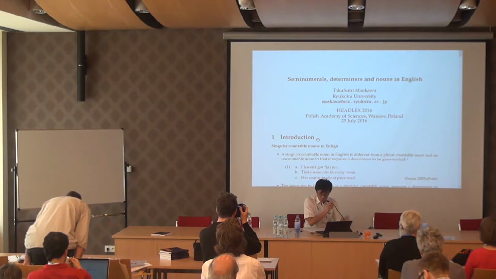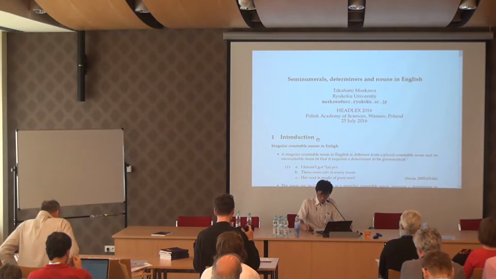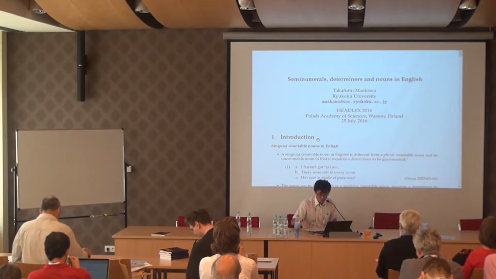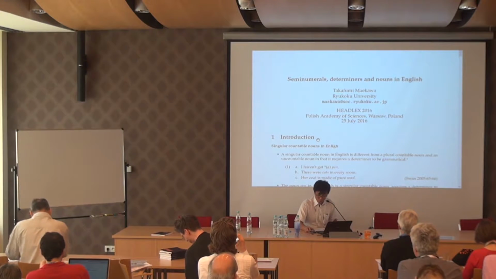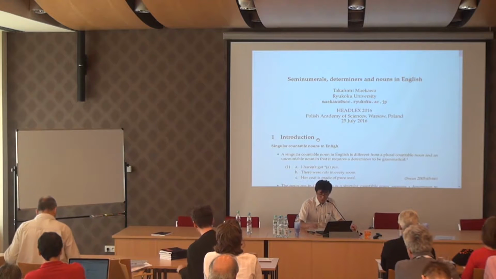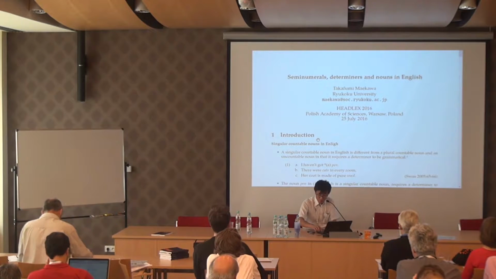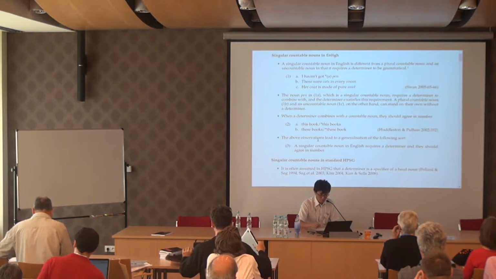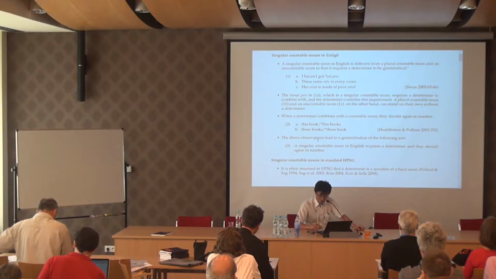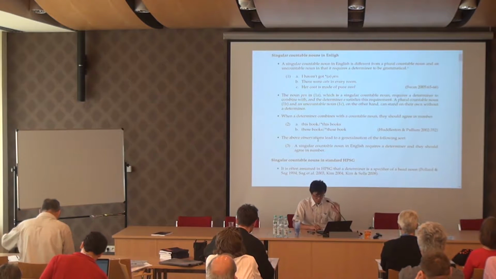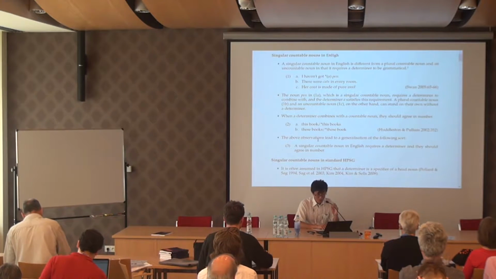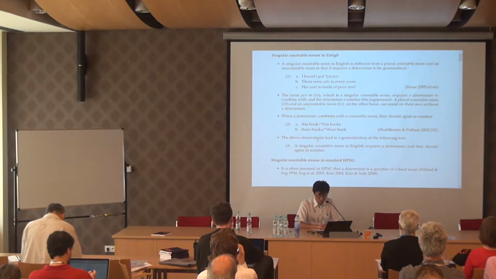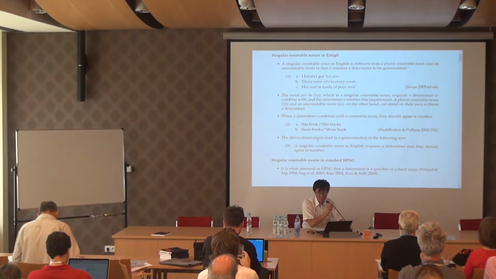So a singular countable noun in English is different from a plural noun or an uncountable noun because it requires a determiner to be grammatical. The noun pen in 1a is a singular countable noun, and it requires a determiner to combine with, and a determiner satisfies this requirement. A plural countable noun cat in 1b and an uncountable noun wool in 1c don't require a determiner and can stand on their own.